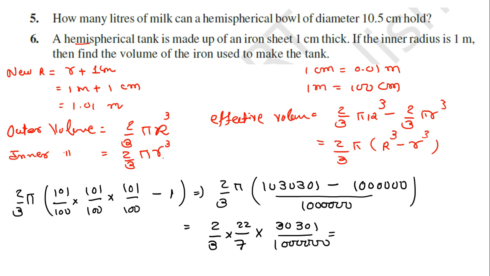Then you can cut 60. So 22 2s are 44, 7 3s are 21, into, if you cut, then 0.030301 will come. And if you multiply this 44 divided by 21, so finally 0.06.